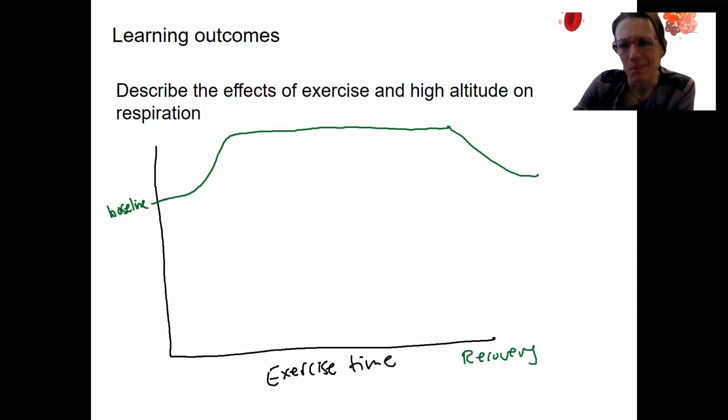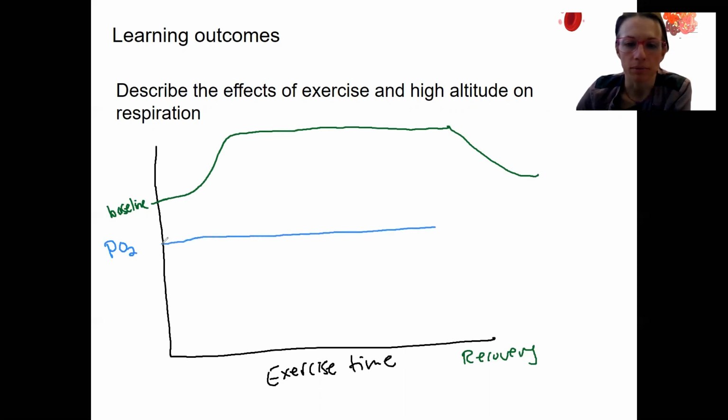Heart rate, same thing, right? You could draw that in as well. How about PO2? What do you think this does? Stays pretty flat. That's because of increased ventilation, right? There's actually not much change in PO2. It's a regulated variable. It's regulated well. PCO2.